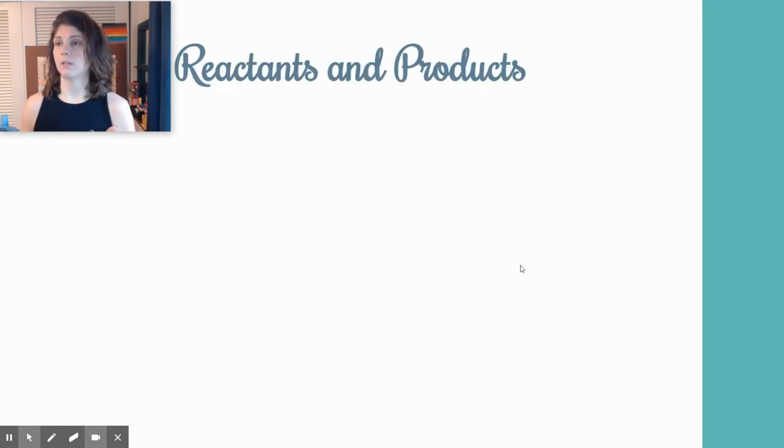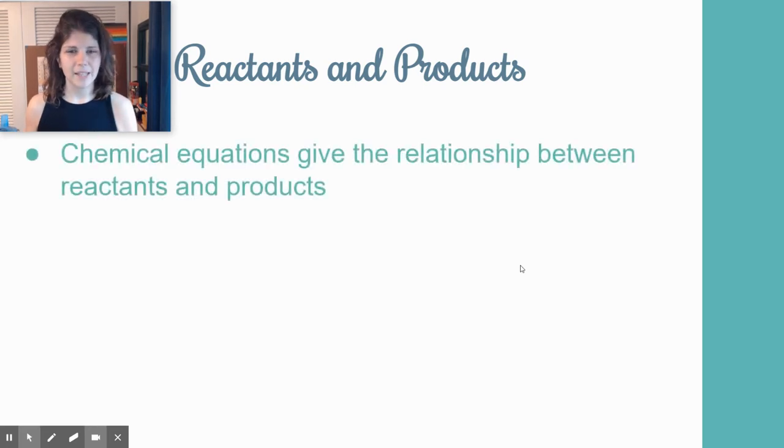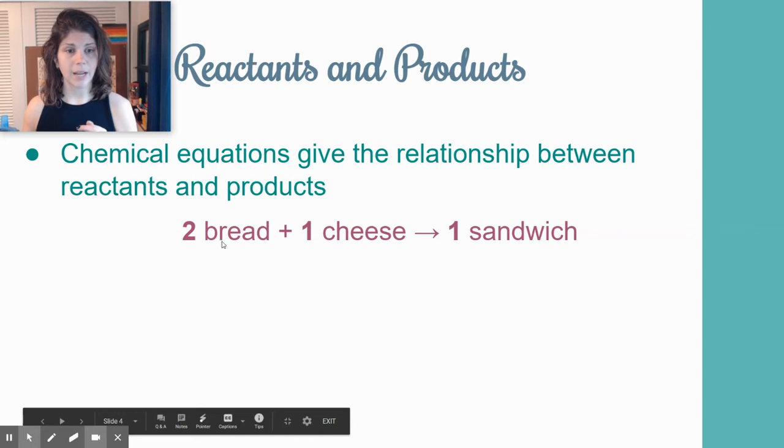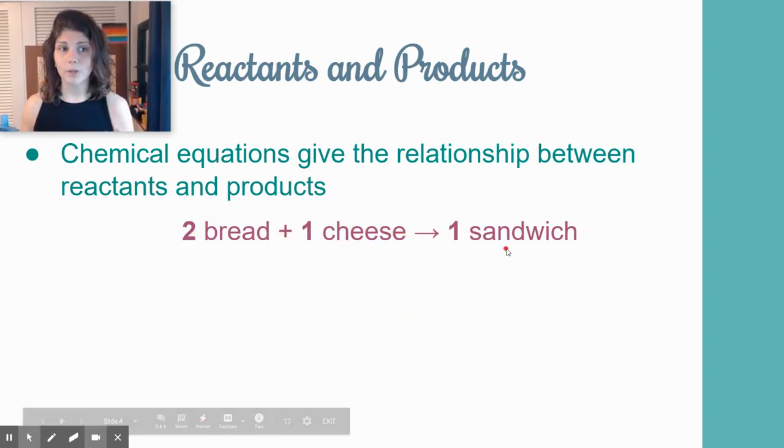Remember, guided notes open. Chemical equations, and what's so important about them and why we had to balance them, is because it tells us the relationship between reactants and products. So for example, if this was our chemical equation about bread, cheese, and sandwiches, which is the chemical equation from the simulation on day 2, what the coefficients tell us is if you start with 2 pieces of bread, then you're going to end up getting 1 sandwich. So they're in a 2-to-1 ratio.